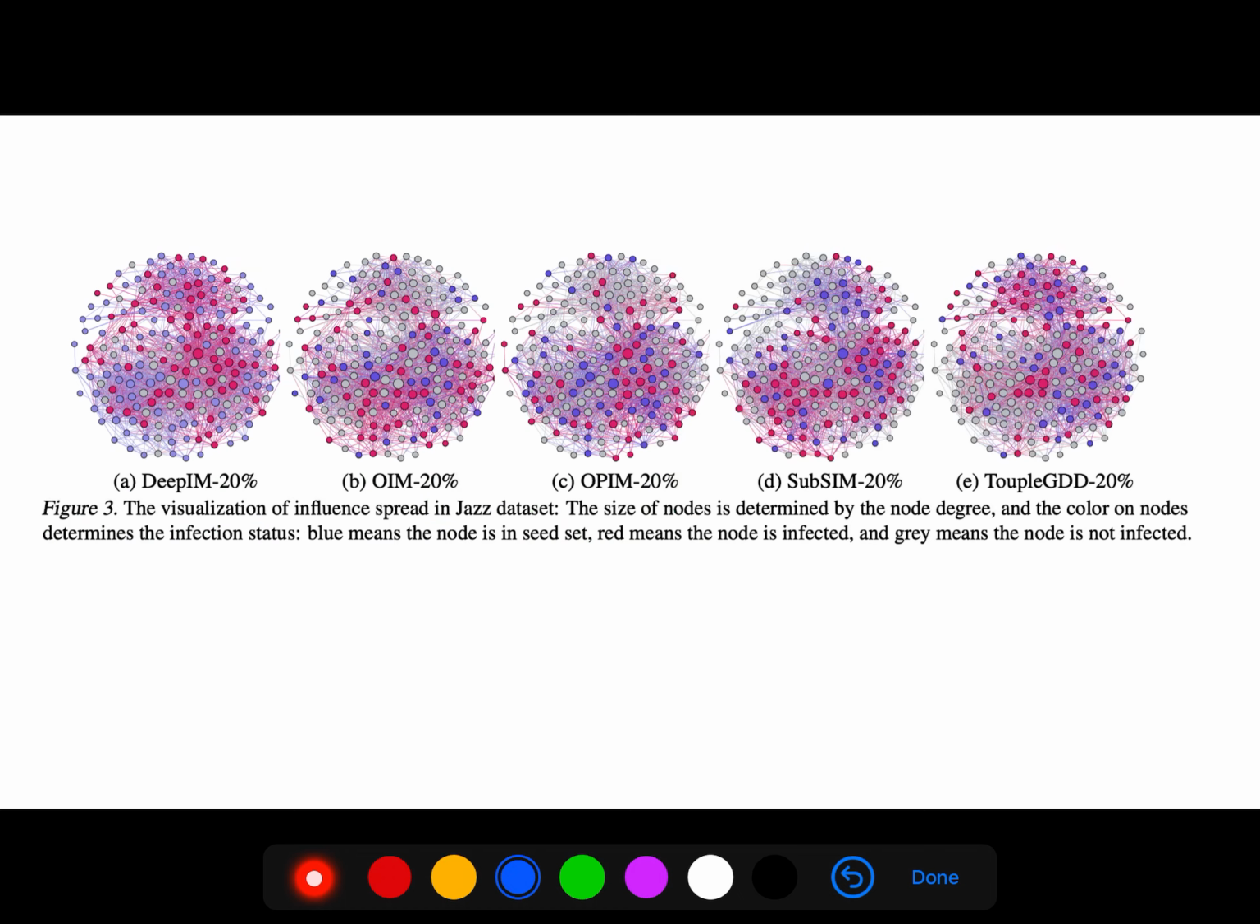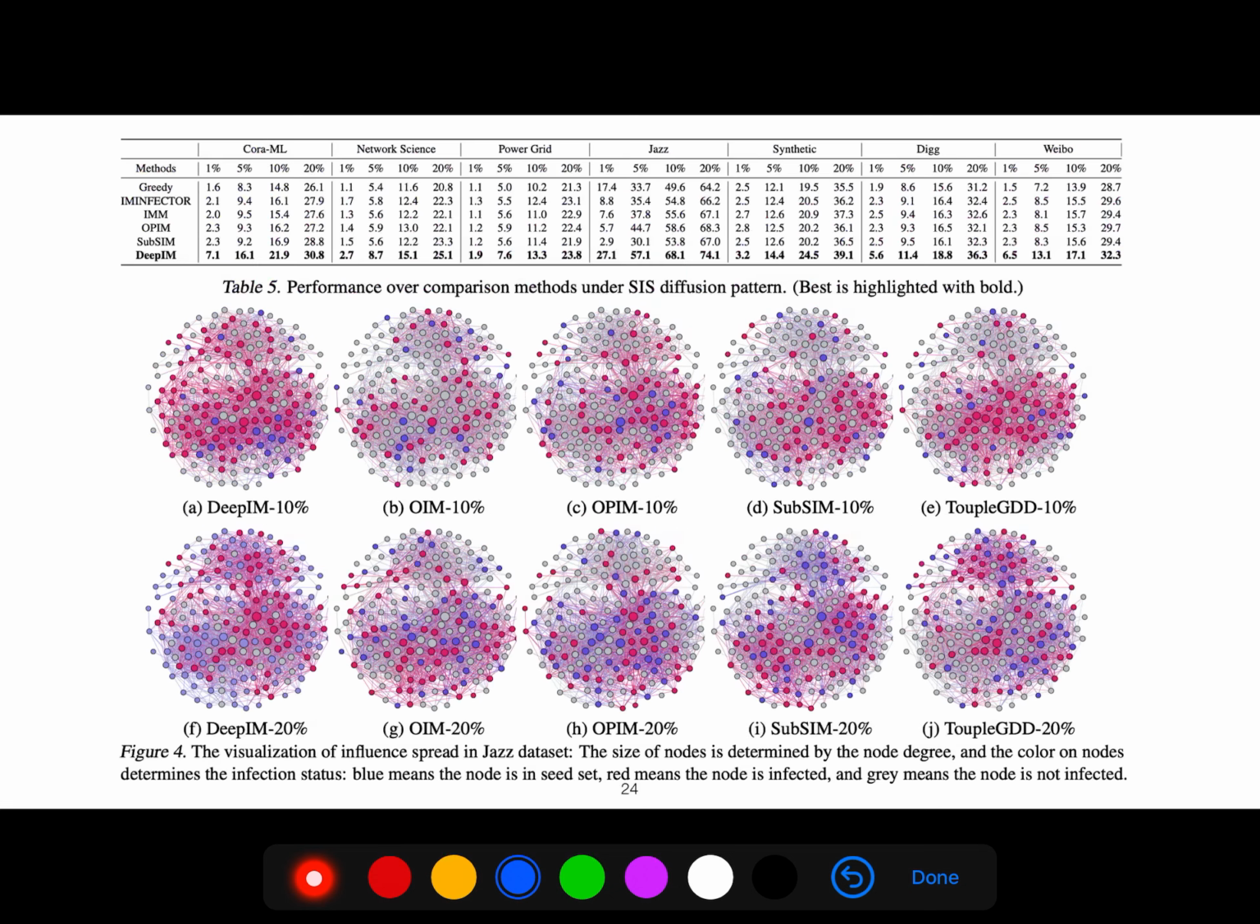So this is the interesting visualization of influence spread in the JAS dataset. The size of nodes is determined by the node degree, and the color of nodes determines the infection status. Blue means the node is in the seed set. Red means the node is infected. And gray means the node is not infected. So we have different datasets like JAS, synthetic, and different methods, but the paper is DeepIM. So comparing with different methods, you can see under the SIS diffusion pattern, you can compare. Also, this figure is the visualization of influence spread in the JAS dataset.